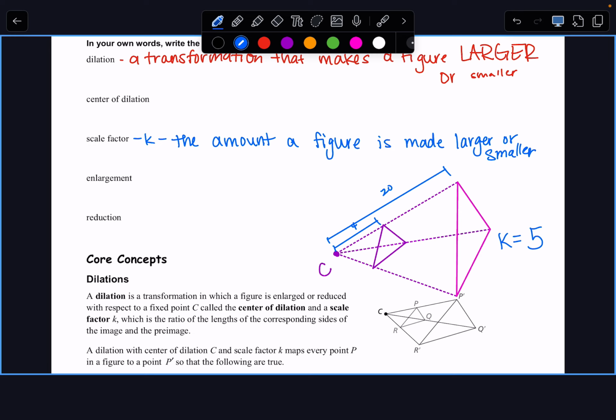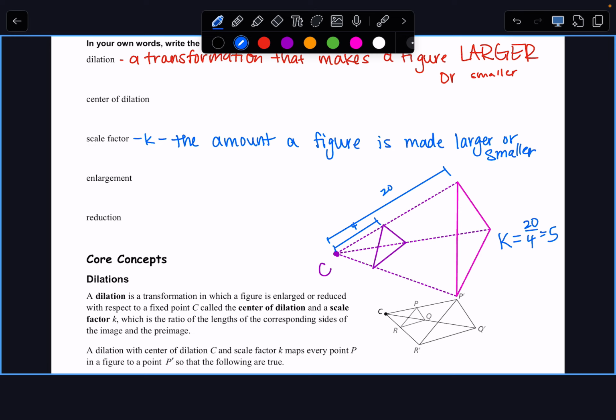We can take 20 divided by 4 to get 5. Or 4 times 5 gives us 20. So no matter what, we're multiplying by a number.